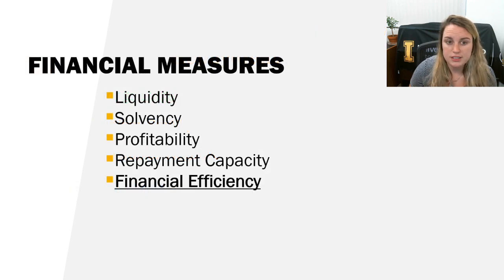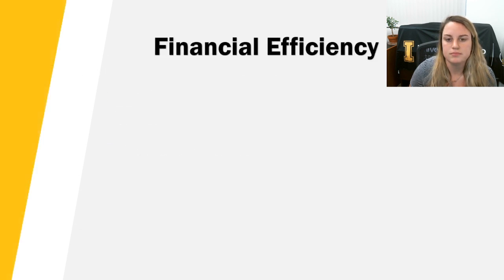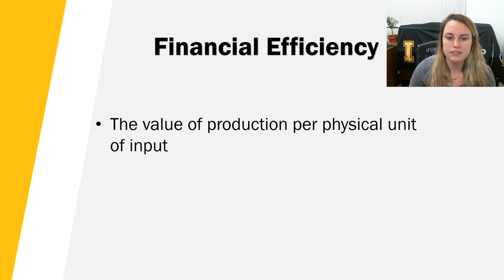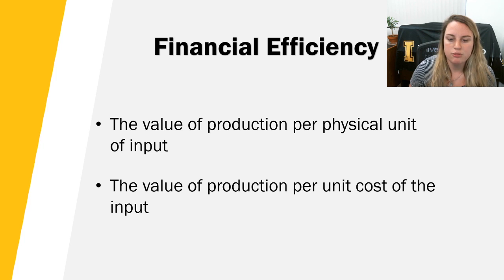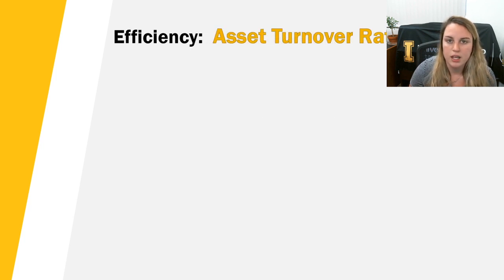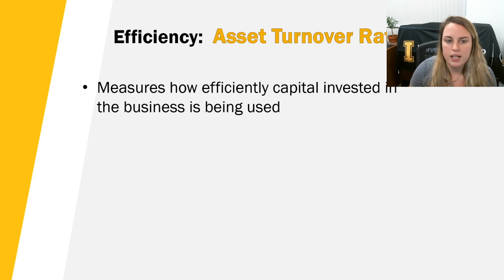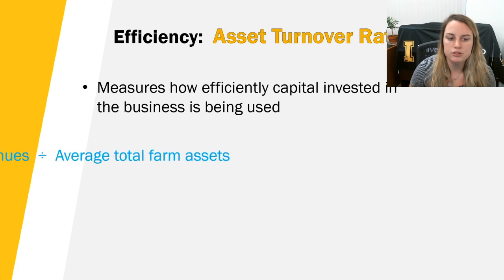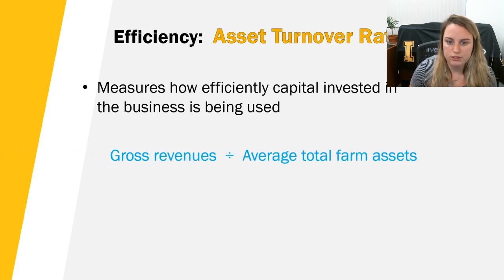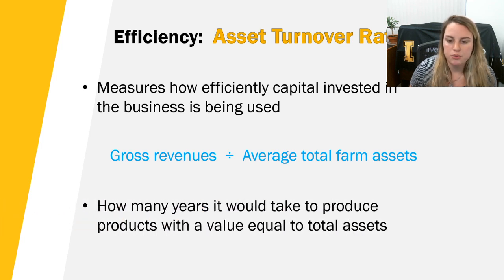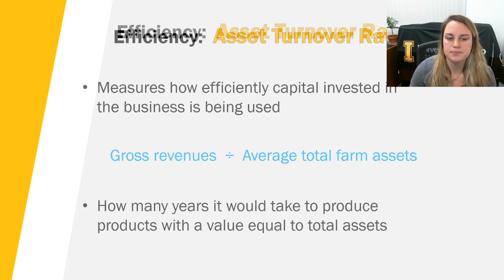Then we go into the last part of the financial measures, which is financial efficiency. Financial efficiency is the value of production per physical unit of input, and it's the value of production per unit cost of input. We'll look at the asset turnover rate, which measures how efficiently capital invested in the business is being used. It's gross revenues divided by average total farm assets. How many years it would take to produce products with a value equal to the total assets.